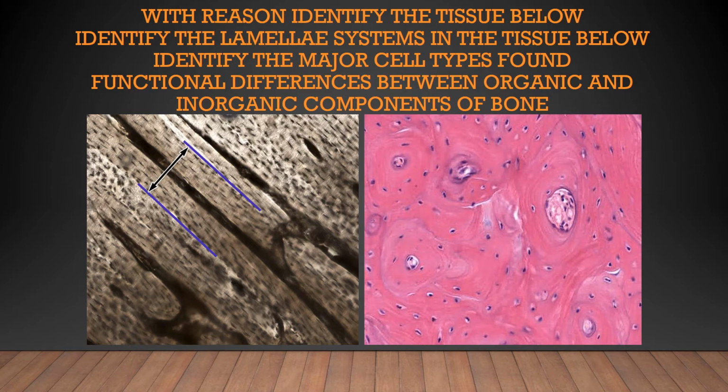So for the major cell types found in bone, you have osteoblasts, which secrete the matrix component of bone, also known as osteoid. Then you have osteocytes, which maintain bone. Then you have osteoclasts, which are involved in bone resorption. As for the functional differences between organic and inorganic component of bone, the organic component of bone gives plasticity to bone, thereby allowing for remodeling according to functional demands, while the inorganic component of bone gives hardness and rigidity to bone.